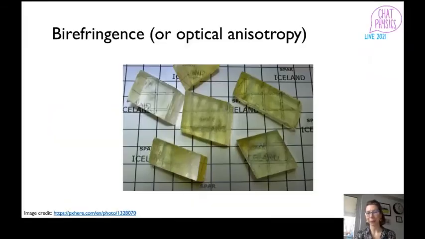Another feature of minerals, which I particularly like to look at with my A-level students, but it's also fun to look at with younger students, is birefringence or optical anisotropy. This is sometimes called double refraction.